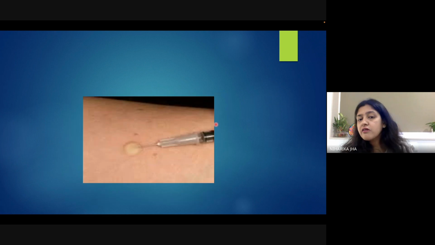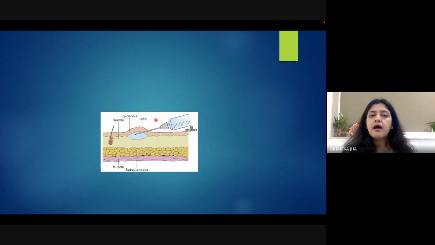Whenever we give an intradermal injection, a small wheal is raised and the overlying skin becomes blanched out, and there's a wheal-like formation. Again, this shows the formation of the bleb when we give an intradermal injection.